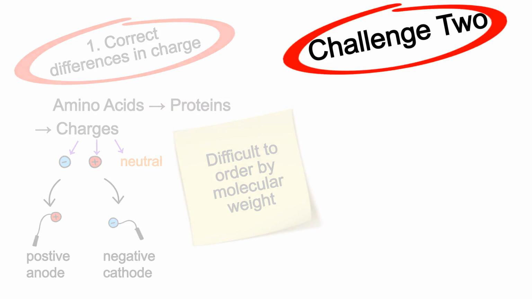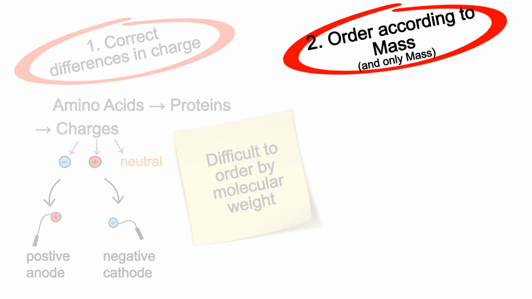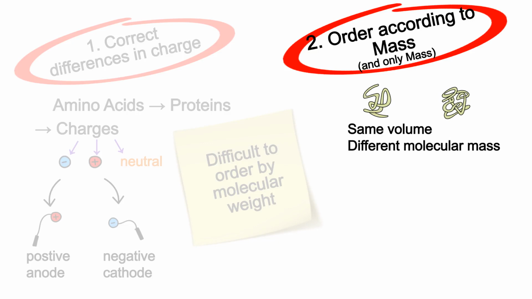Second, we need to make sure we order according to mass and only mass. Consider, for example, two proteins of different masses that, because of the way they are folded, have similar volumes. They will migrate through the pores at equal speed and won't be separated, despite their differences in molecular mass.